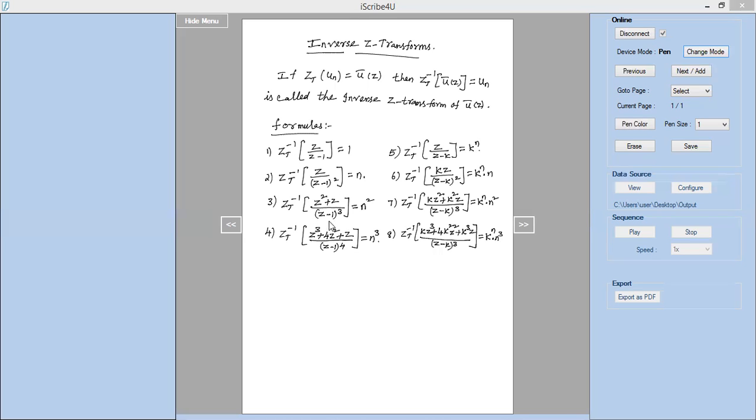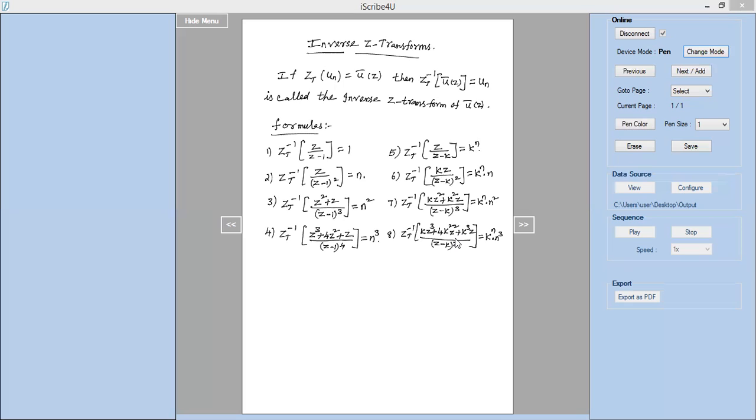Already I derived the Z transform of n, n square, n cube, and the Z transform of 1. Those we all derived, and these formulas we got from the damping rule, so here we are applying the damping rule in the inverse Z transform. Now, using these formulas, we will simplify. In this topic, only two concepts are there: one is how to simplify the partial fraction problems using inverse Z transform, and another is how to solve the difference equations.